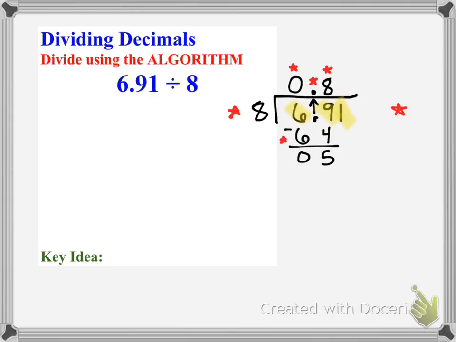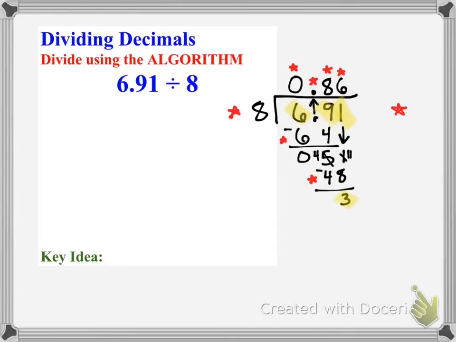Then we have a 1 to deal with. So the 1, we're going to bring it down into the problem. So it makes it a 51. So 8 goes into 51 6 times. That gives you a star in the quotient if you have the 6. Because 8 times 6 gives you 48. So when you subtract and you regroup correctly, you'll end up with a remainder of 3. And that gives you a star if you have that subtraction correct.